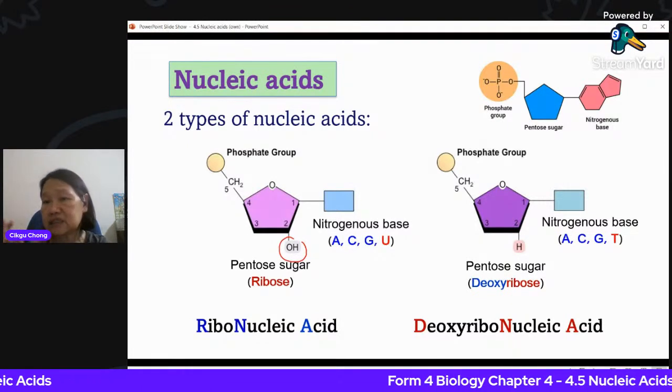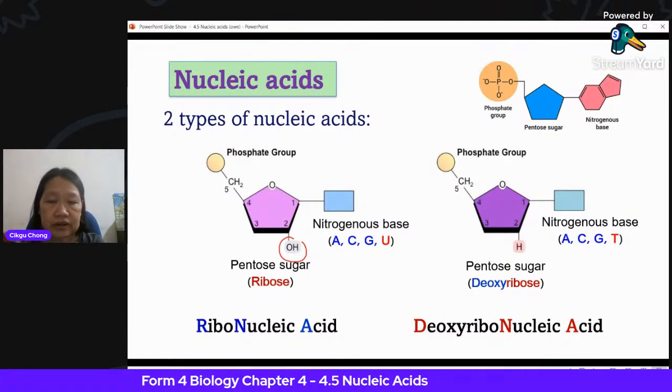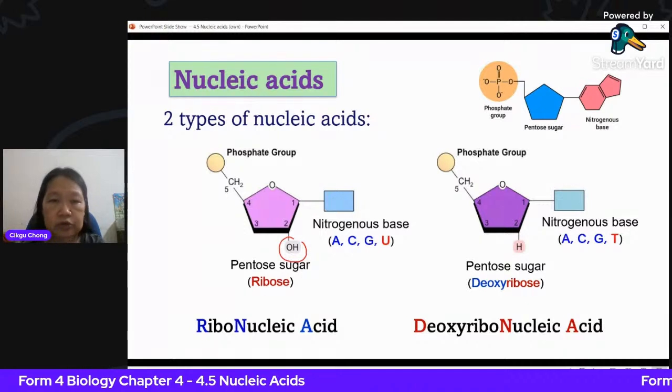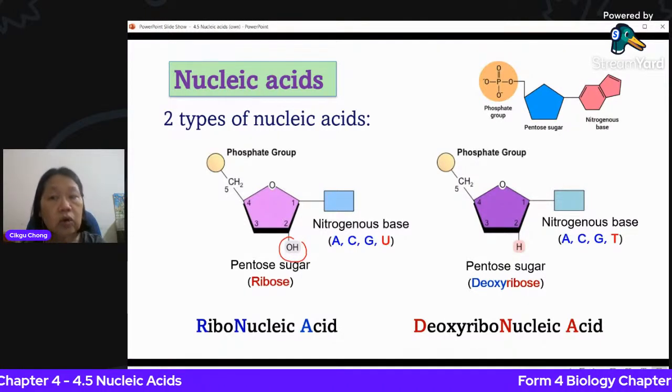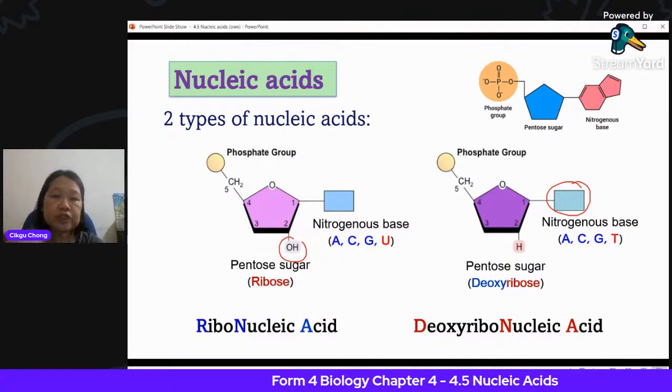Yes, either A, C, T, or G. So the nitrogenous base is also different. For deoxyribonucleic acid, there is no uracil. There's A, C, T, or G. That means it can only have one. That means there are different options.